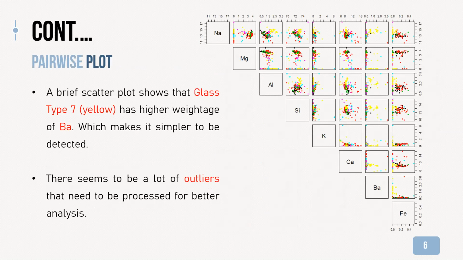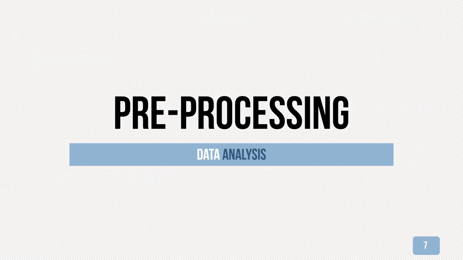Next, this is quite interesting on the pairwise plot. We can see that the outstanding one is the yellow one, which is actually a glass type. It shows in the barium an obvious separation, where it has a high weightage of barium, which makes it simpler to be detected. But the con is there seem to be a lot of outliers that need to be processed for better analysis. So without further ado, I would like to pass it to my teammate for the pre-processing data analysis. Thank you.